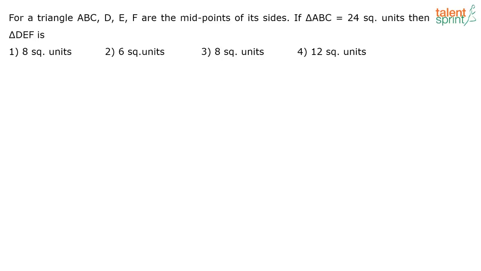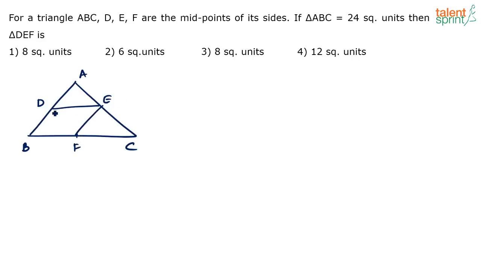Next one. How do you solve this question? To solve this question, if you know the property of similar triangles, it is very easy to solve. See what is given here. For a triangle ABC, D, E, F are the midpoints of its sides. So you have midpoints D, E and F. This is joined to form another triangle, and the area of triangle ABC is given as 24 square units, and you have to find out the area of triangle DEF.